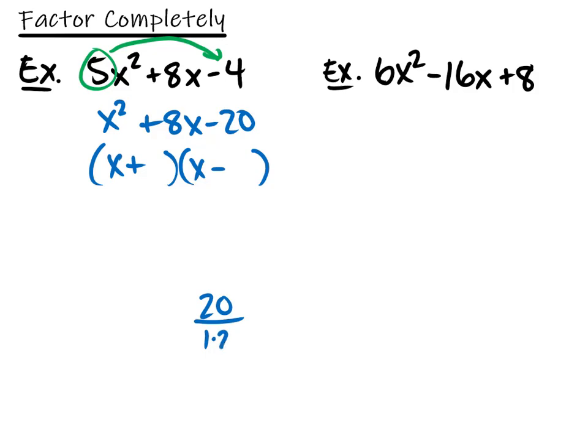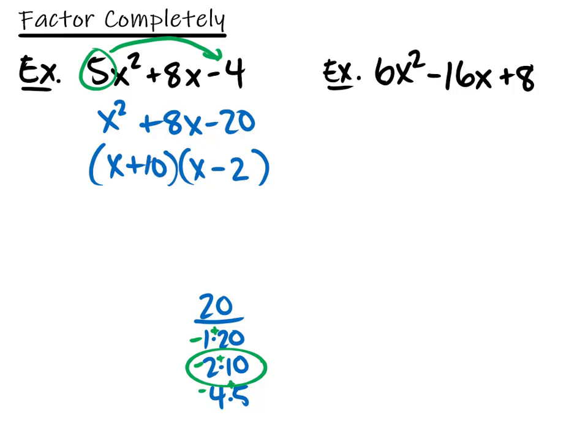So the factors of 20 are 1 and 20, 2 and 10. 3 doesn't go in there. 4 does, 5 times, and then 5 would be a repeat. They're opposite signs, but the bigger number has to be positive to get me to positive 8. So the bigger number's positive, that means the smaller number's negative. The ones that would add up to positive 8 for us are negative 2 and positive 10.